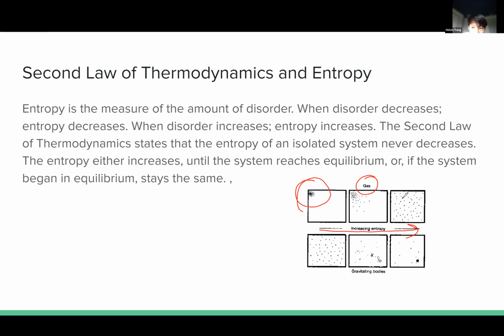And the second law states that the entropy of an isolated system never decreases. Therefore, on this first part, that doesn't happen. So disorder can't decrease, it can only increase. And the entropy either increases until the system reaches equilibrium, or if the system began in equilibrium, it stays at equilibrium.